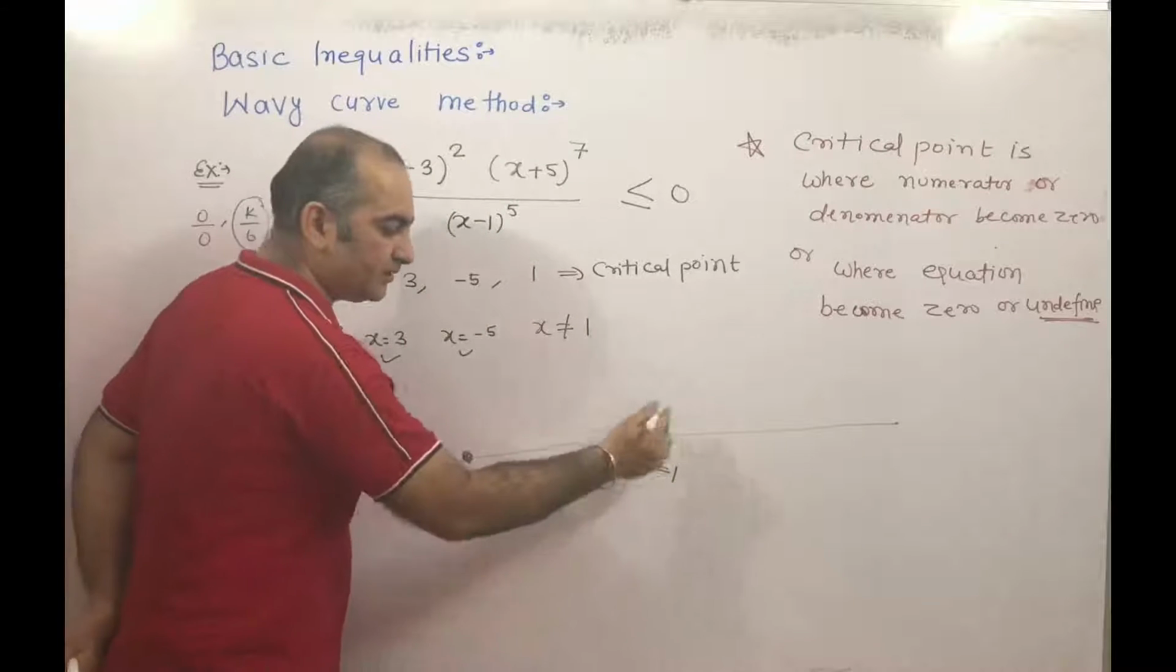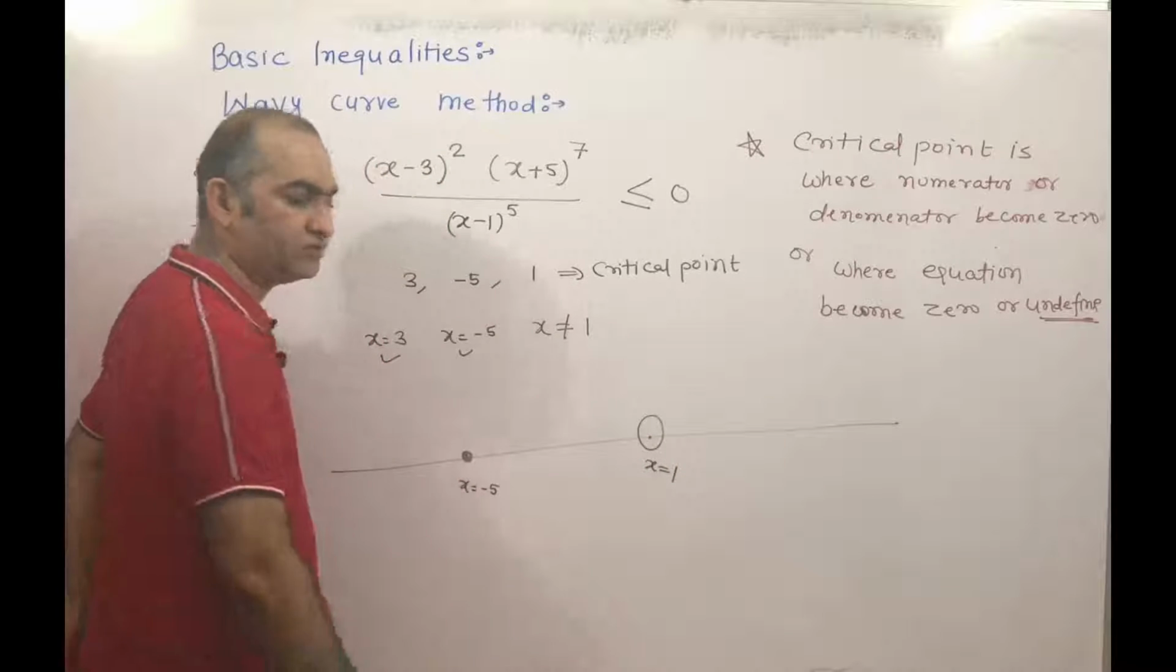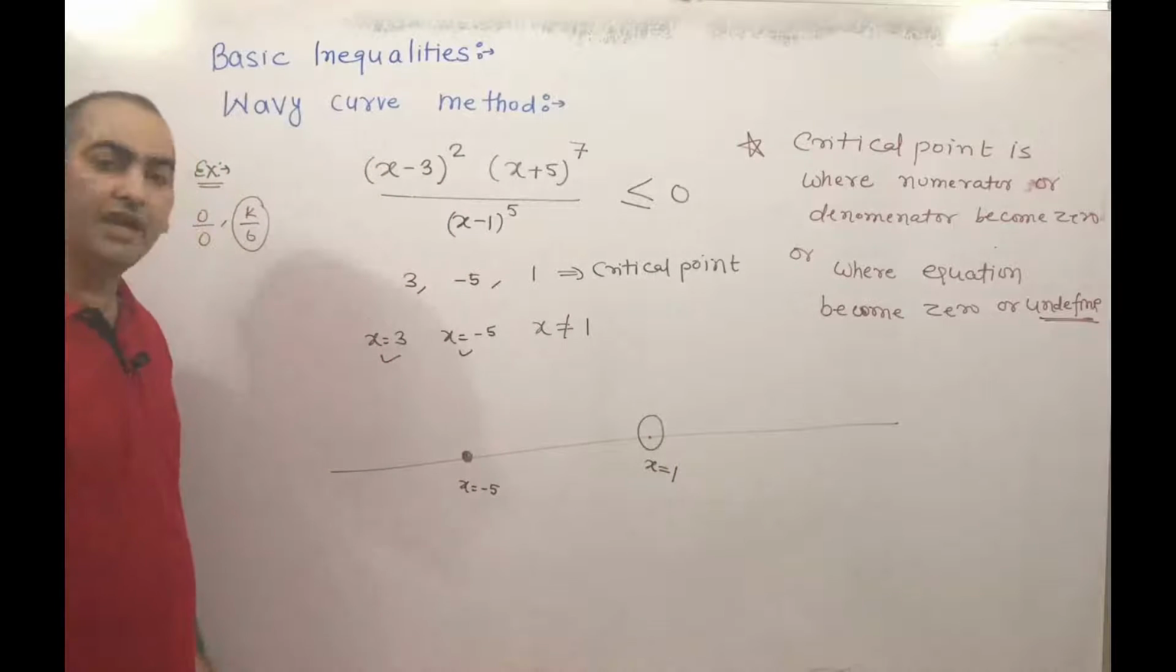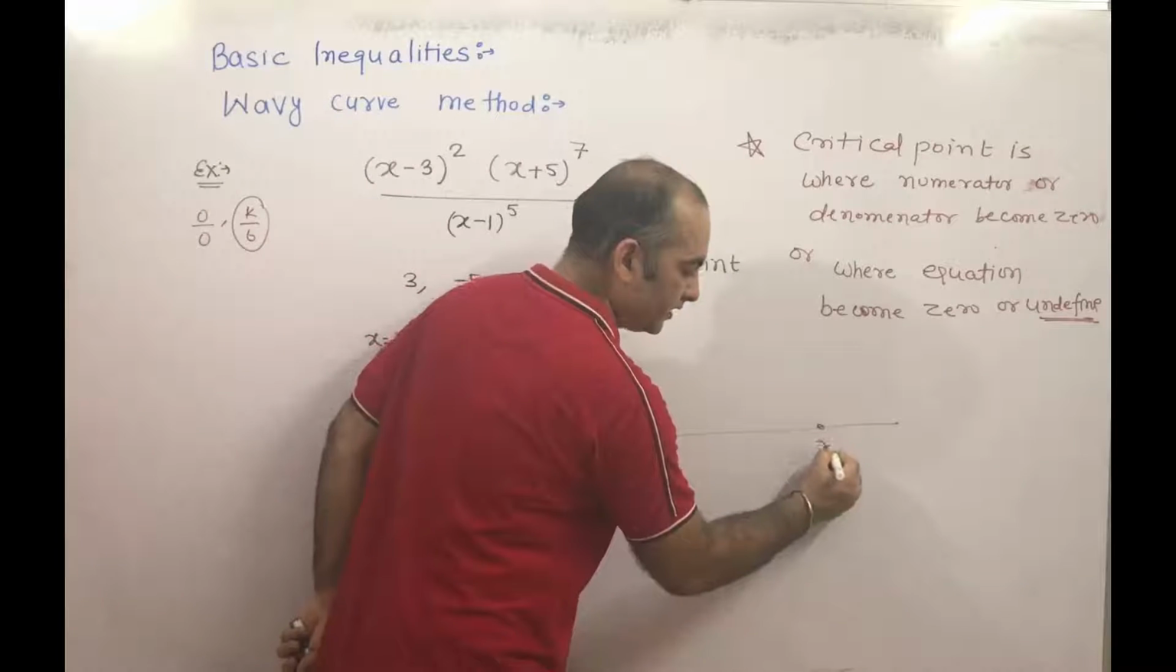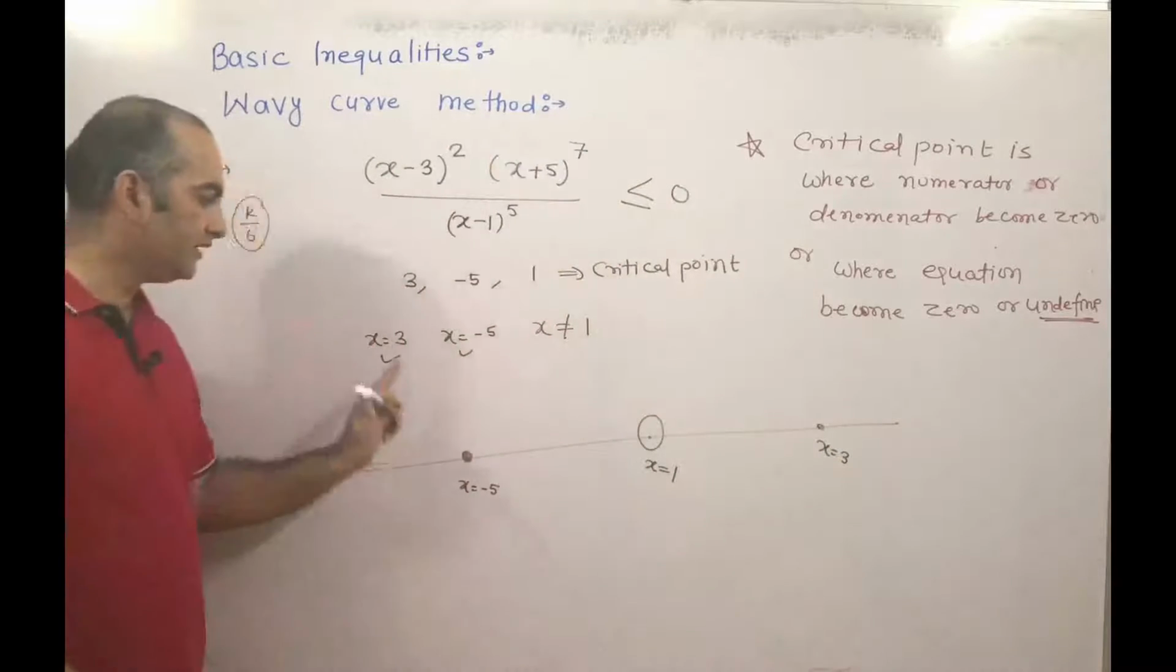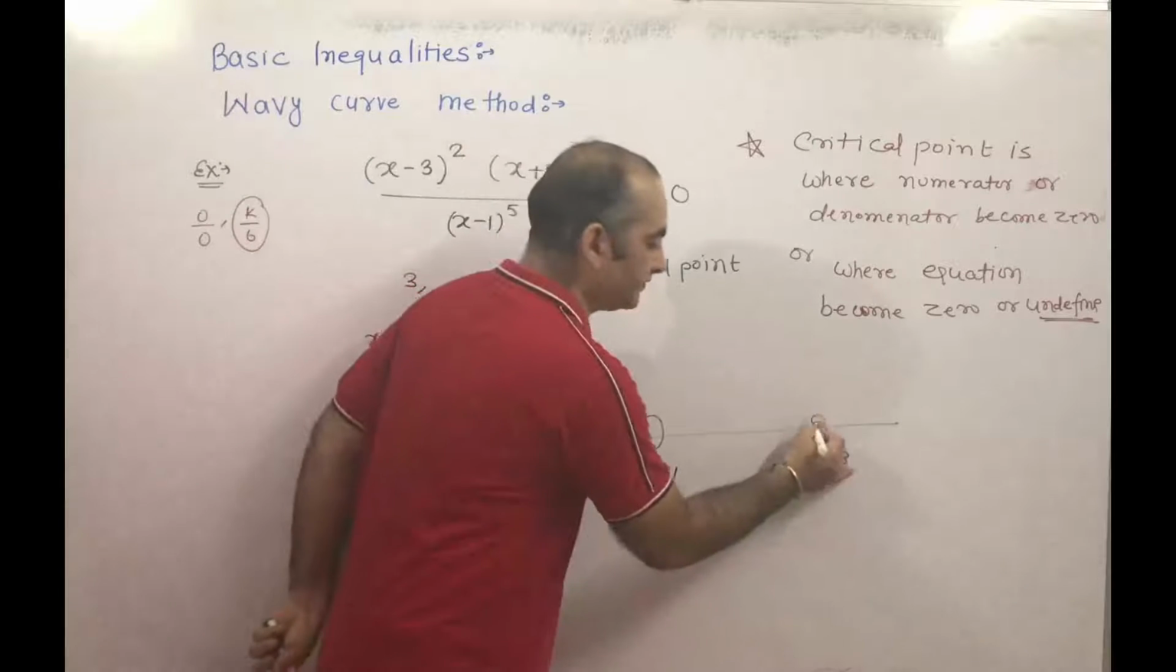Okay, so here open circle means x should not be 1. Next is x equal to 3. So x equal to 3 will come here. And you can see x equal to 3 we want? Yes. So here we have to write a solid circle.